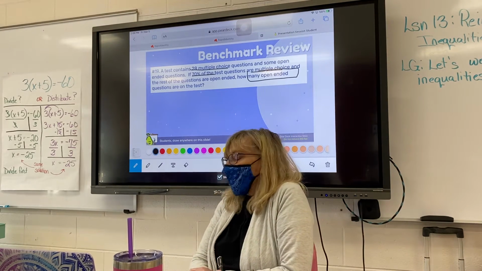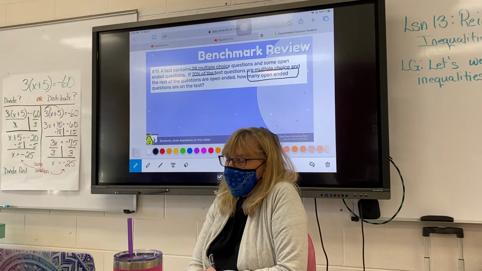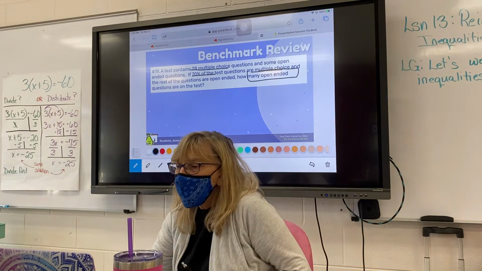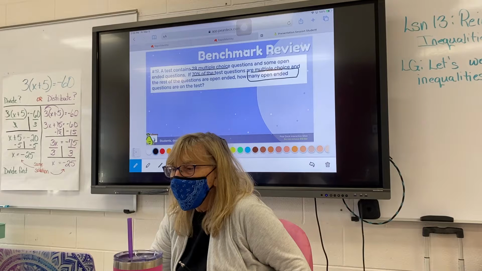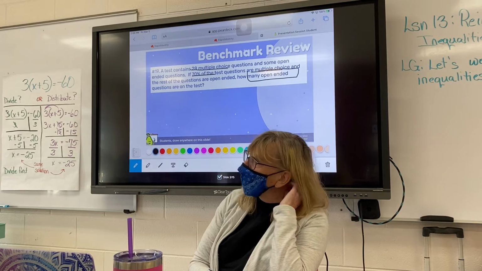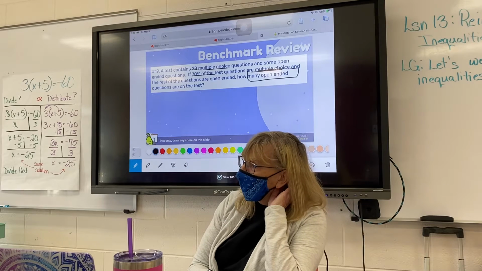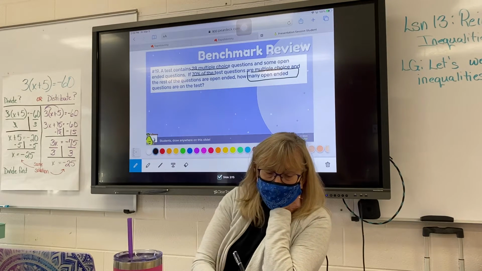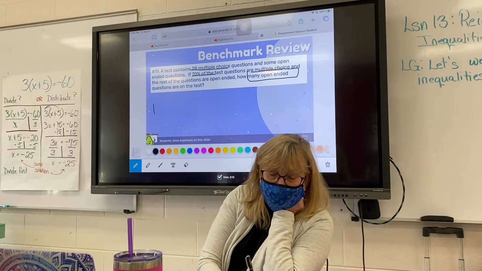Okay, so what kind of problem is this? This is a percentage problem, isn't it? Yeah. Okay, so what kind of strategies did we use when we were dealing with percentage problems? A diagram. A tape diagram, didn't we?